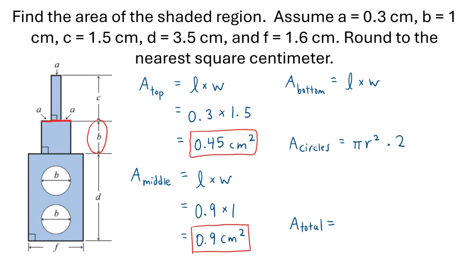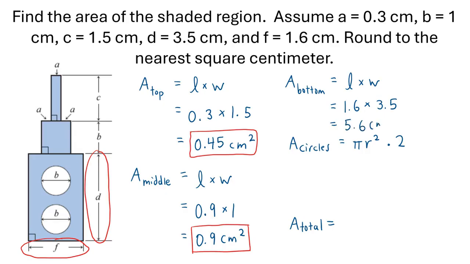Now let's find the area of the bottom piece. The area of the bottom piece is the area of a rectangle minus the area of two circles. So to find the area of this bottom piece, we find the area of the rectangle and subtract from that the area of the two circles. Let's start by finding the area of the full rectangle. The length of the rectangle is F, and the height of the rectangle is D, so the area of the entire rectangle is F times D. And 1.6 times 3.5 is 5.6 square centimeters.